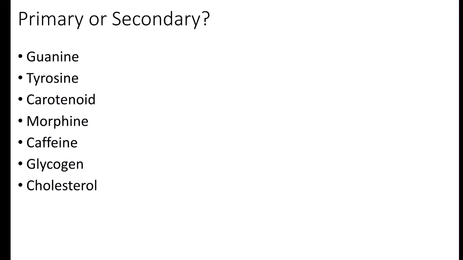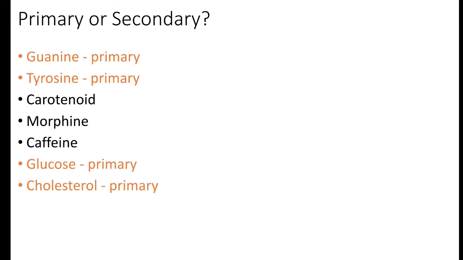Okay, let me reveal the answers. Guanine is one of the nitrogenous bases in DNA and RNA, so it is a primary metabolite. Tyrosine is one of the essential amino acids to make proteins in our body, so that is a primary metabolite as well.